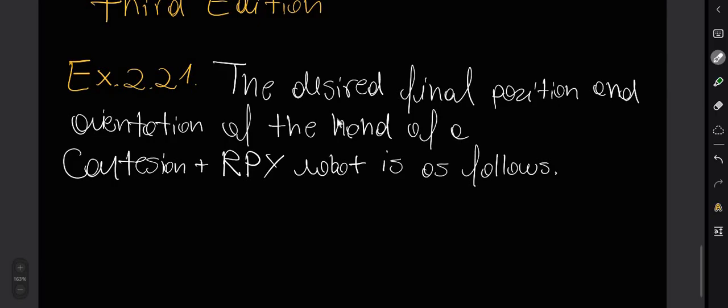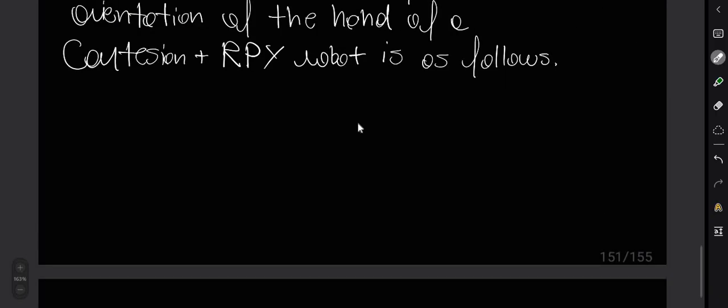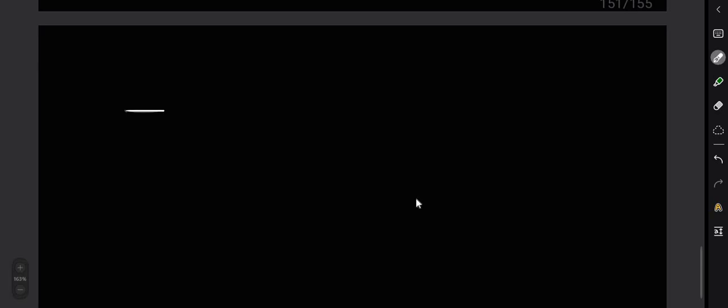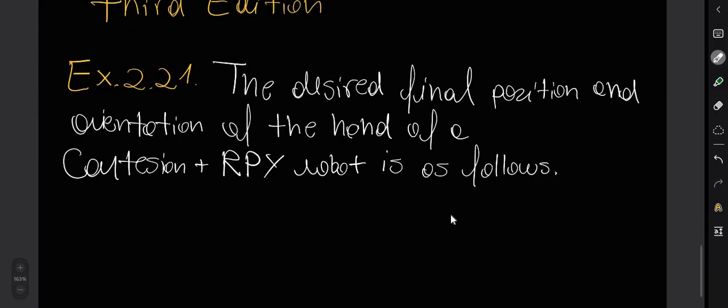Okay, so first I will write the matrix, and then we can start to interpret this statement. We already start with a transformation, and what does this transformation mean? The desired final position and orientation of the hand of a Cartesian and RPY robot.